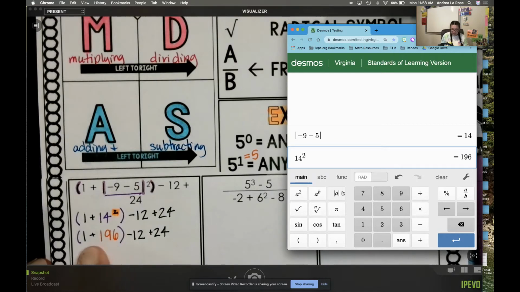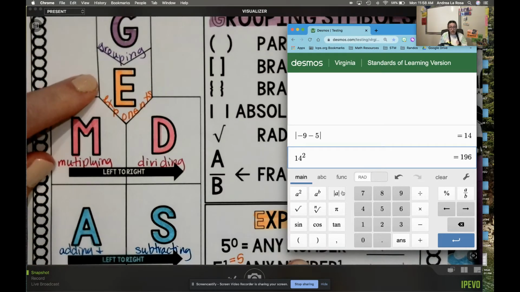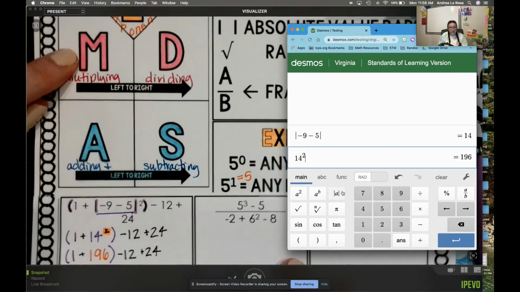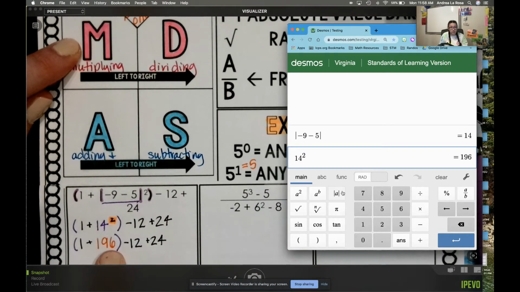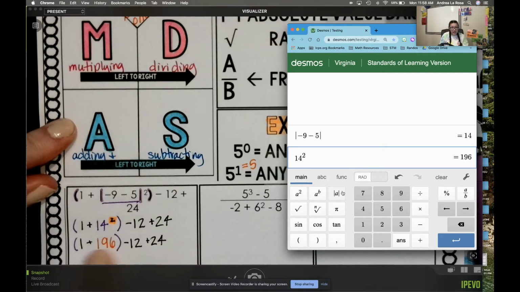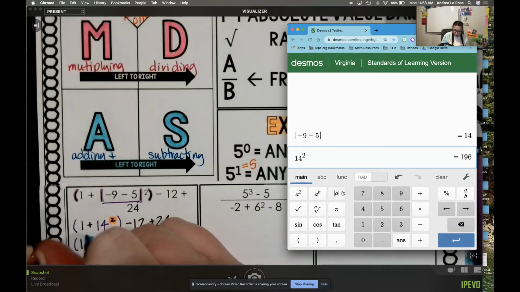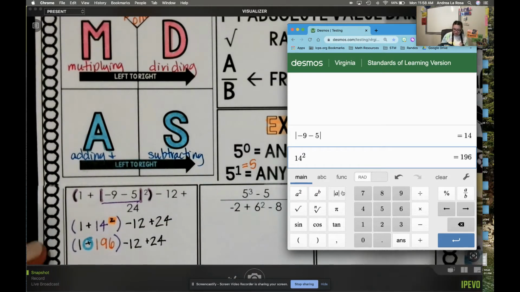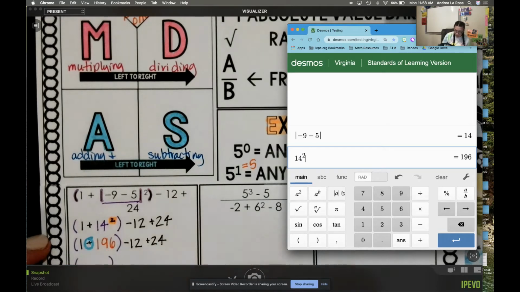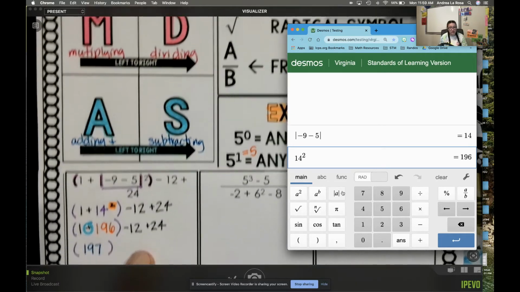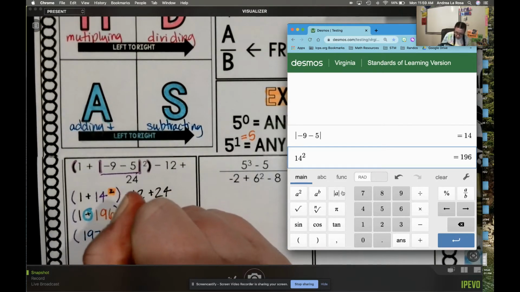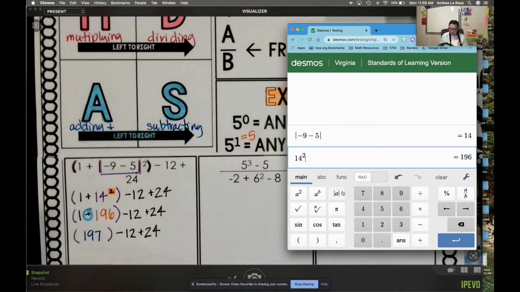Now inside those parentheses, we did our exponents. Is there any multiplying or dividing in my parentheses? Nope. Is there any adding and subtracting in my parentheses? Yes. So now I'm going to add inside my parentheses. What's 1 plus 196? 197. And we can't forget at the end, we have to subtract 12 and add 24.